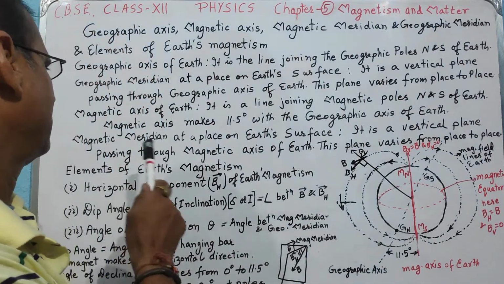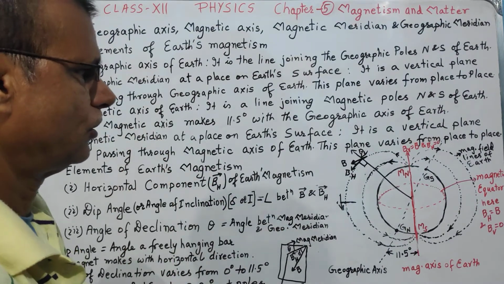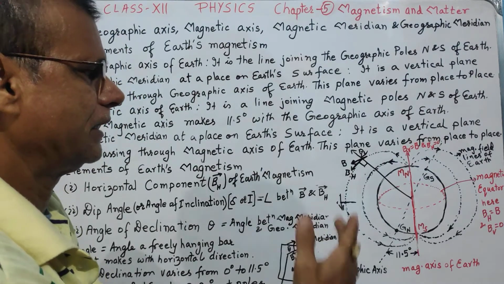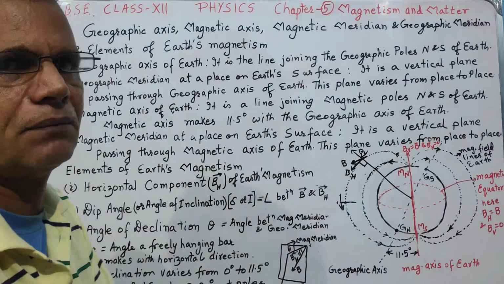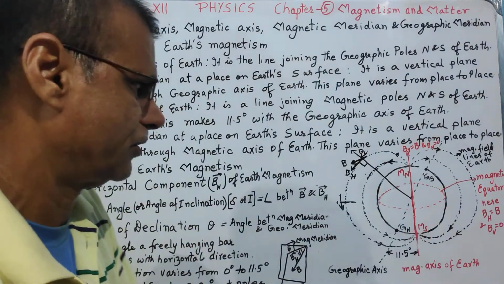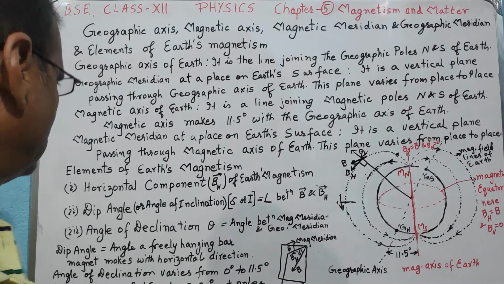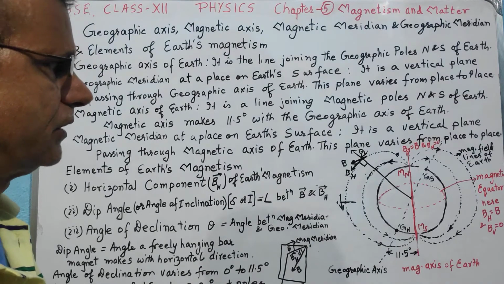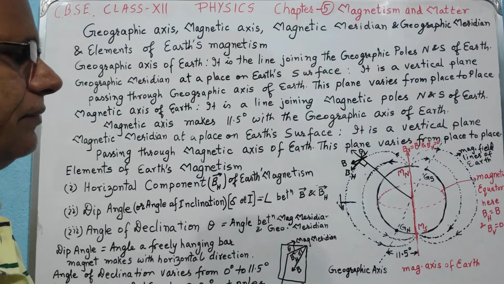The magnetic meridian and geographic meridian also vary from place to place, because the plane keeps changing. The vertical plane for a given place is different from the vertical plane for another place on the earth's surface. So this is all about the earth's magnetism, and once we know all these three components, we can always ascertain the value of earth's magnetism at that place.